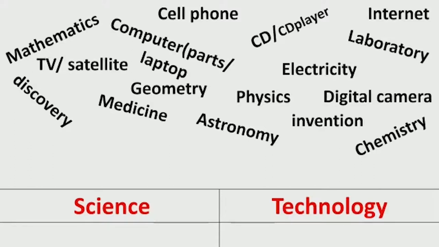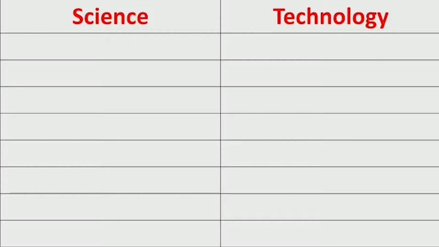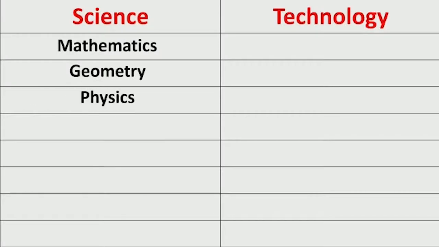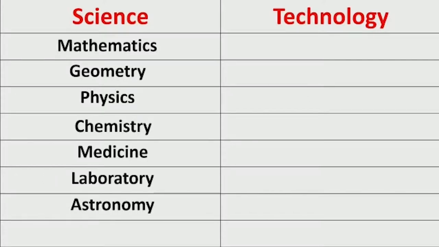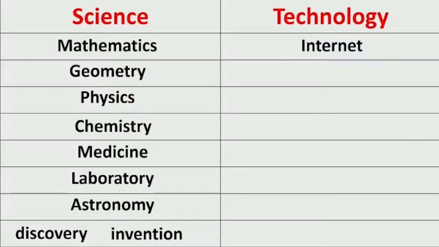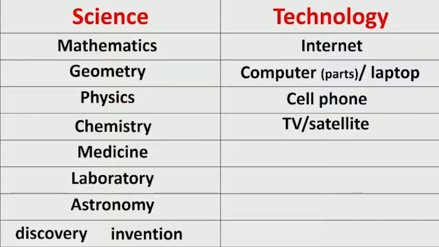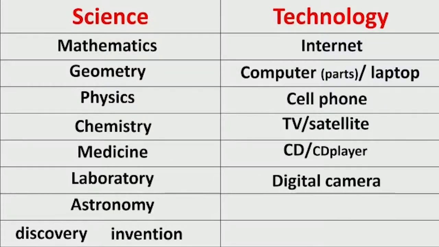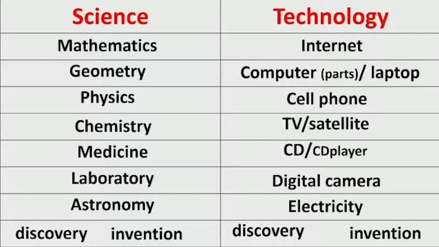So I think it's time to correct now. So let's see what we have. Science, we shall start with science first. So we have mathematics, geometry, physics, chemistry, medicine, laboratory, astronomy, discovery, and invention. We can have both for science. And moving on to technology, we have internet, computer parts, laptop, cell phone, TV, satellite, CD, CD player, digital camera, electricity, discovery, invention, so we can have them both in science and technology.